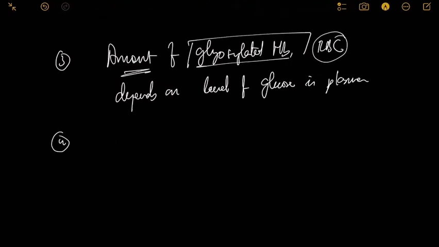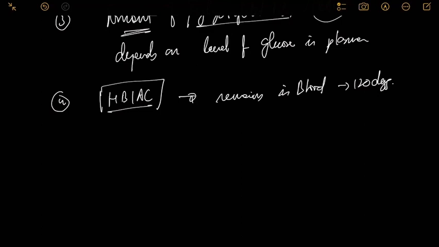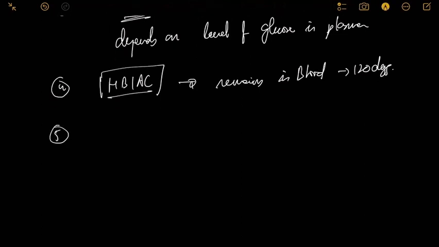Fourth, HbA1c, that is your glycosylated hemoglobin, remains in blood for 120 days. That is as long as the RBC is in the blood. Your glycosylated hemoglobin will be there in your blood for 120 days, till your RBCs are destroyed in your spleen. Fifth point, so based on this, your HbA1c is a good indication of how well the glucose level has been controlled in the body over the past 120 days, that is roughly 4 months.